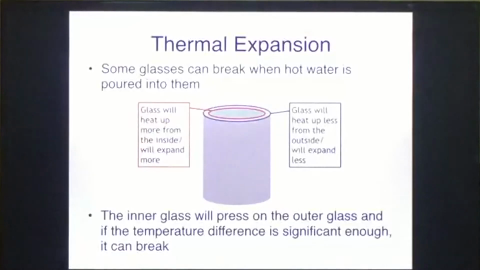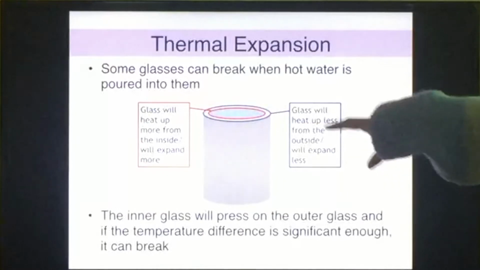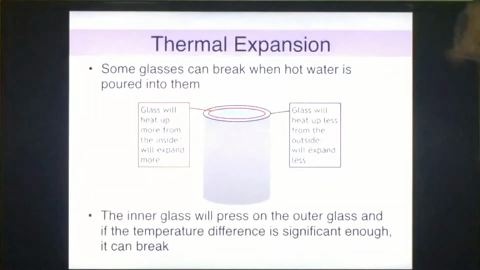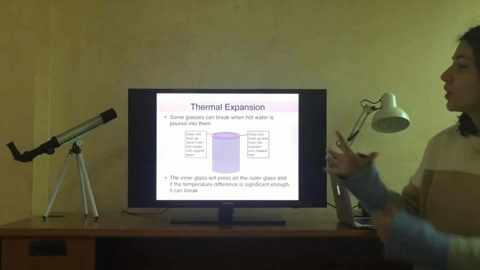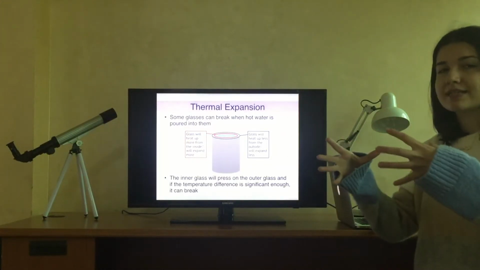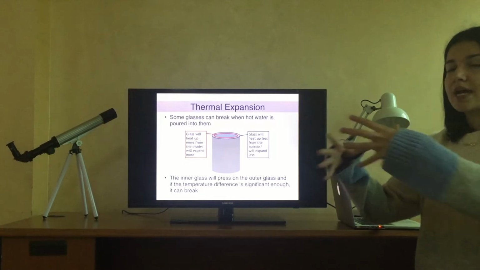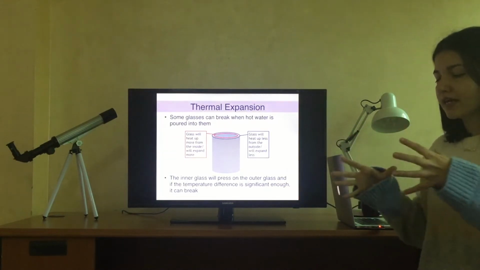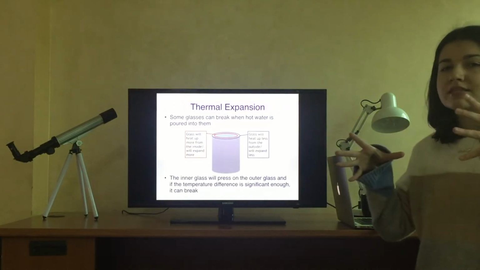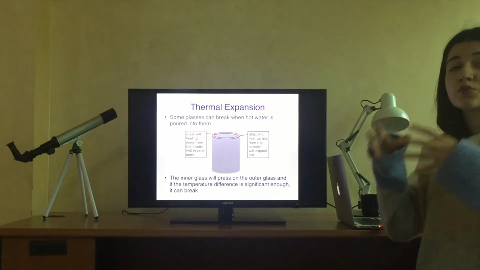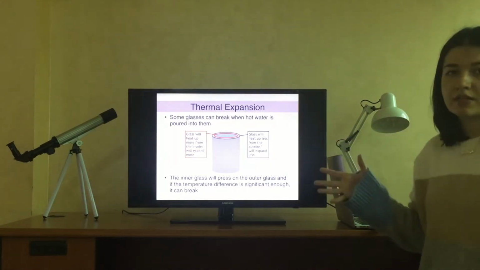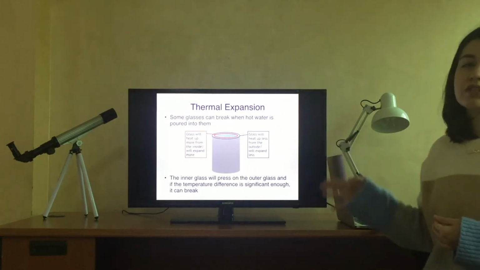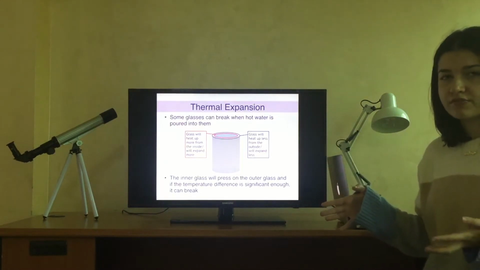What would happen is the glass will heat up from the inside a lot more than on the outside. So it's going to want to expand from the inside out. The outside part of the glass does not want to expand as much as the inside, so the inside is going to force the outside to expand. If the bonds are weak enough, then the glass will shatter or break. And it also depends if the temperature difference is enough for that to happen.